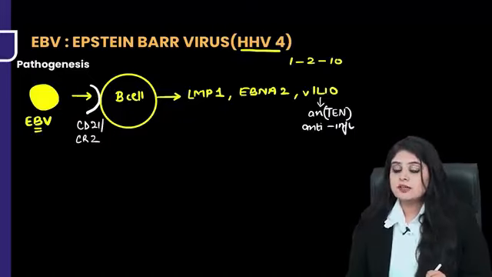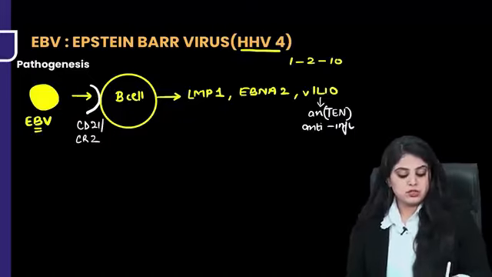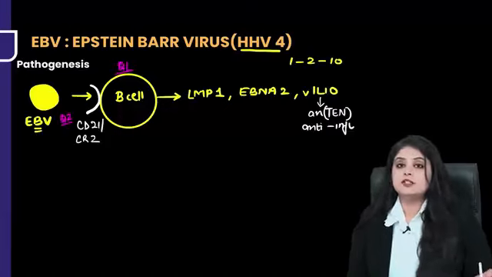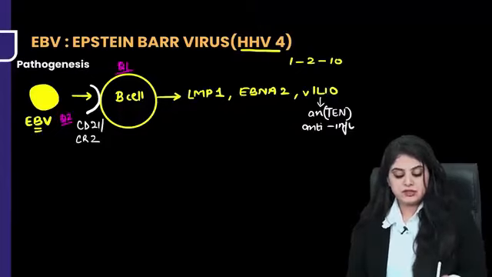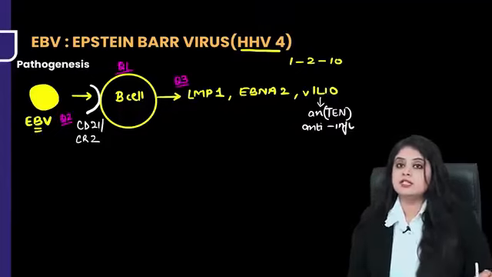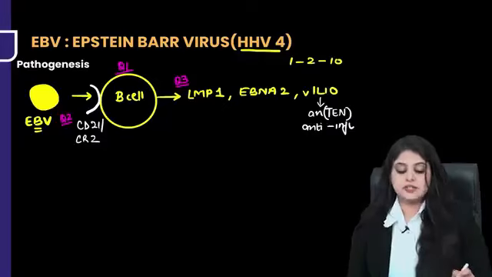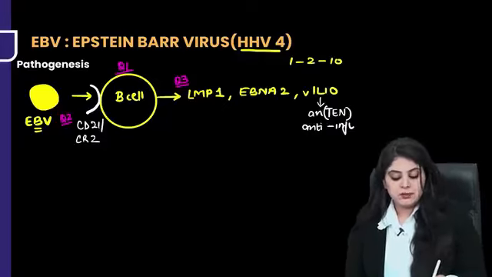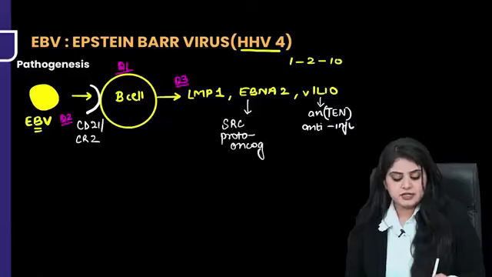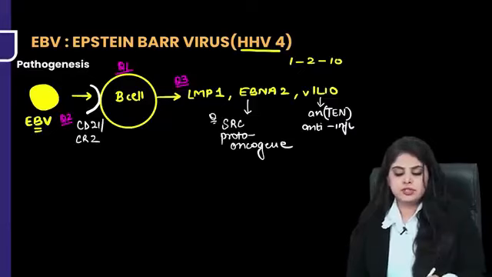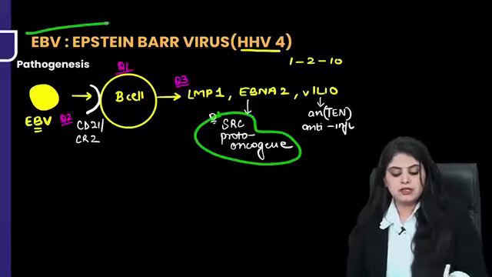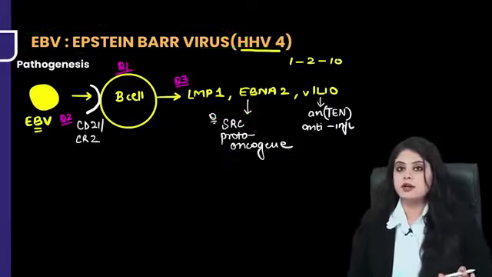Now, what are the diseases that I'm talking about? Before I proceed, question 1, which cell of the body? B cell. Question 2, what is the receptor? It is CD21 CR2. Then we have LMP1, EBNA2 and interleukin 10. So these are the three things that it releases. Please note that this EBNA2 is responsible for activating an SRC proto-oncogene. This information is only important for INI CET aspirants. It acts on SRC proto-oncogene. So they'll ask you a simple question. SRC proto-oncogene is implicated in the pathogenesis of which virus? And that is Epstein-Barr virus.